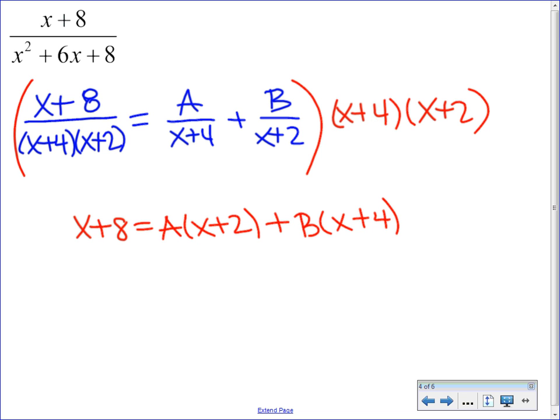All right. Now, this is all linear, so we can pick zeros. What would be a 0? -2. We pick x is -2. What do we have on the left? +6. A is going to disappear. And B is going to be multiplied to 2. So what's B? 3.